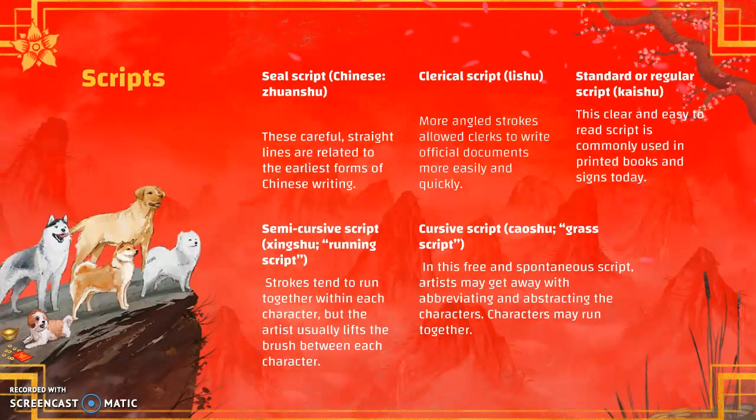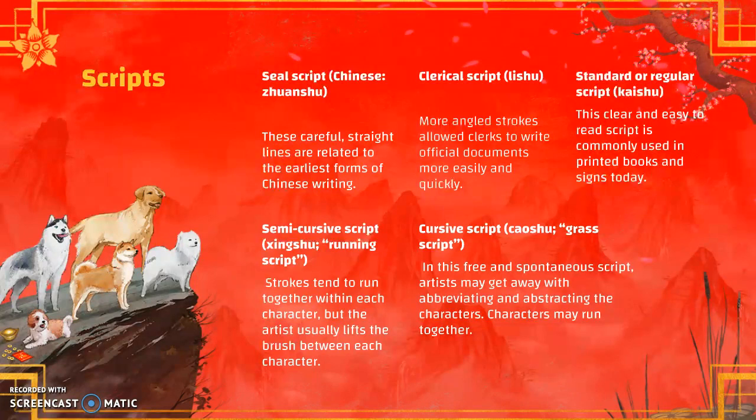The 5 scripts that emerged were, first, the seal script, and I'm going to show you some images of these. This is where you're going to have careful straight lines, and this is the closest form to the earliest Chinese writing. Then you're going to have the clerical script, which has more angled strokes. This was used for government documents. It was something that you could write rather easily and quickly.